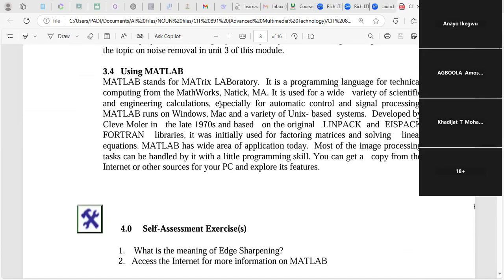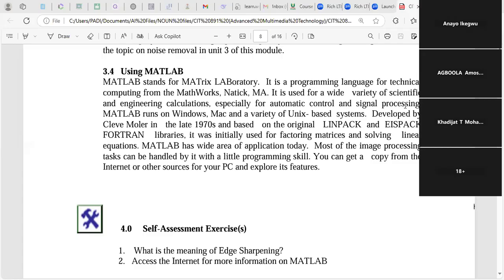MATLAB stands for Matrix Laboratory. It is a programming language for technical computing from MathWorks. It is used for a wide variety of scientific and engineering calculations, especially for automatic control and signal processing. MATLAB runs on Windows, Mac, and varieties of Linux-based systems. Just as I said, whichever operating system you're using, you can download and install it.